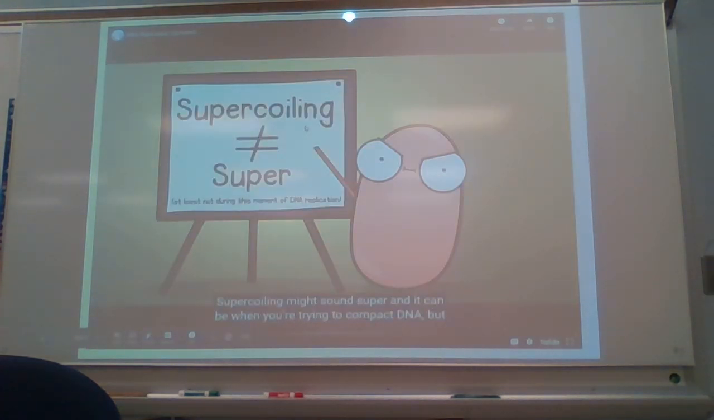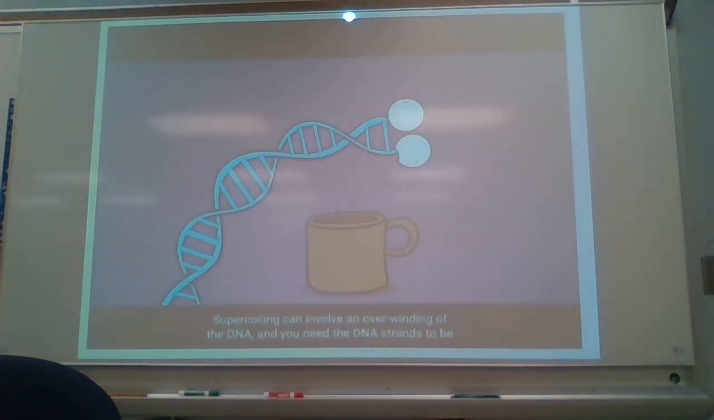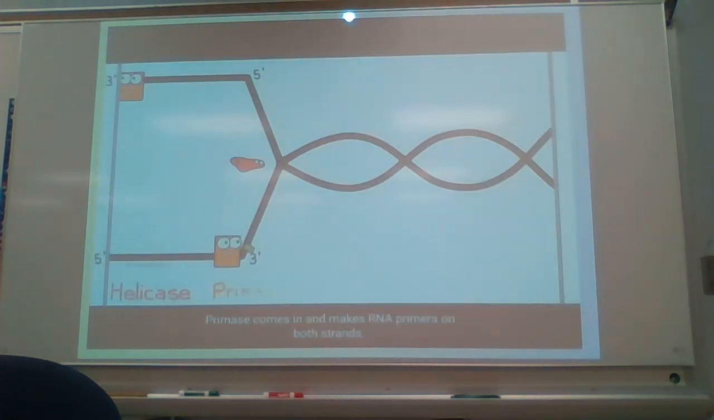Supercoiling might sound super, and it can be when you're trying to compact the DNA, but it's something that needs to be controlled during DNA replication. Supercoiling can involve an overwinding of the DNA, and you need the DNA strands to be separated for the next step. Primase comes in and makes RNA primers on both strands. This is really important because otherwise DNA polymerase won't know where to start.